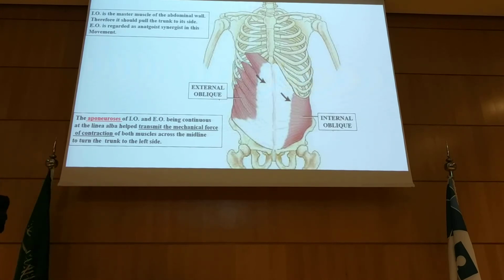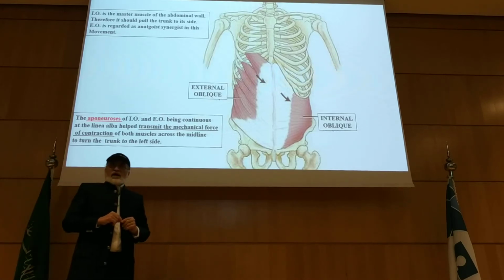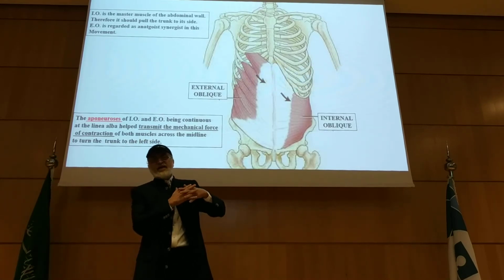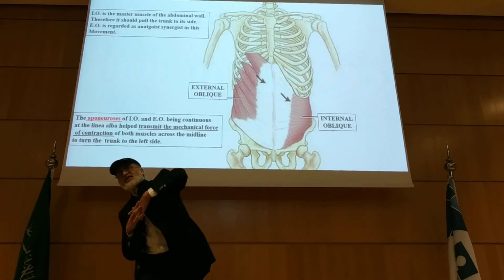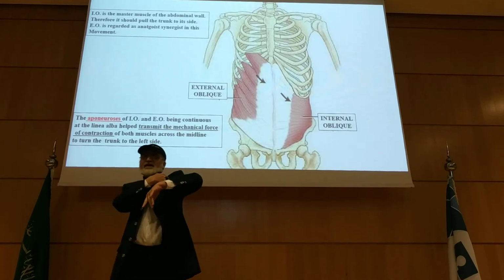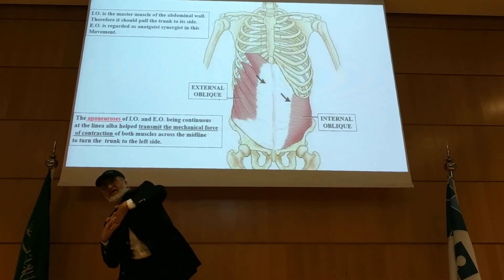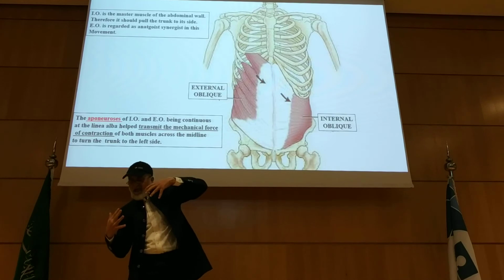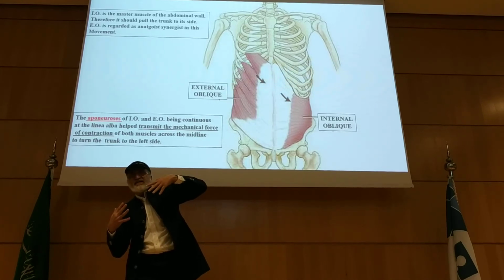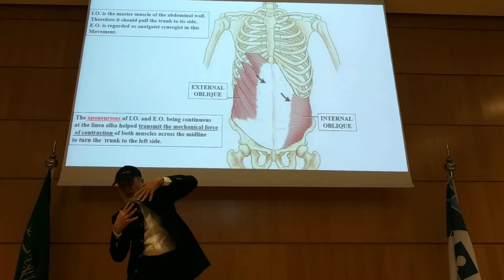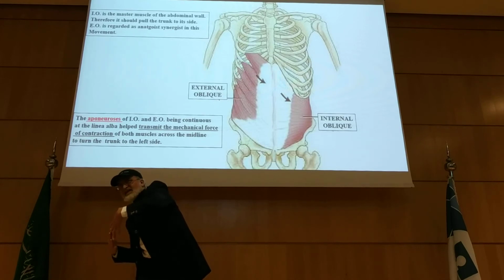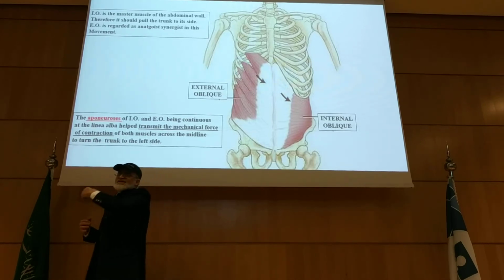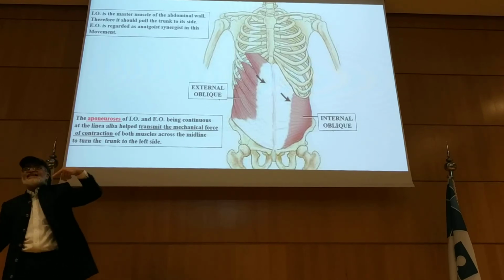So, if I ask you in the exam, turning the trunk to the right will need contraction of the right external oblique. Is it right? No. How did this happen? It happens through transmitting the mechanical powers of contraction of both sides into the dominating contracting muscle. By what? By the aponeurosis. It cannot happen if there is a tendon.